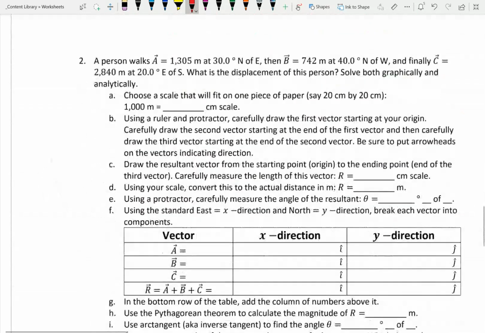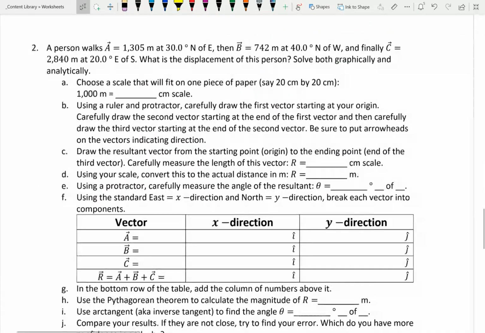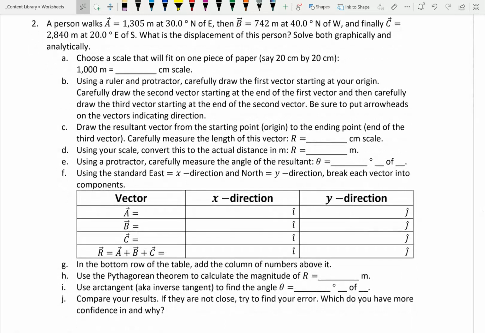Going to our second question, a person walks a vector of 1,305 meters at 30 degrees north of east, then 742 meters at 40 degrees north of west, and finally 2,840 meters at 20 degrees east of south. What is the displacement of this person? Solve it both graphically, and you will have to do this graphically, and analytically. Not necessarily this problem, but you'll have to show that you know how to do it.